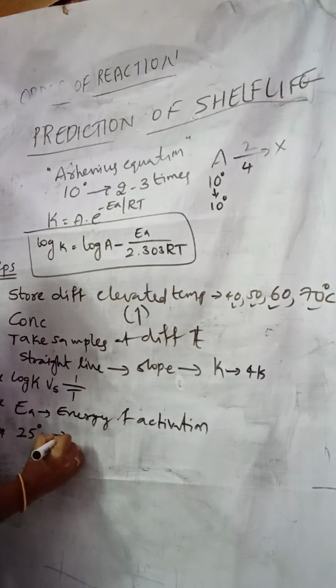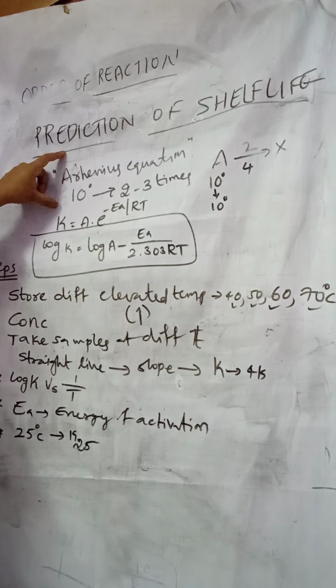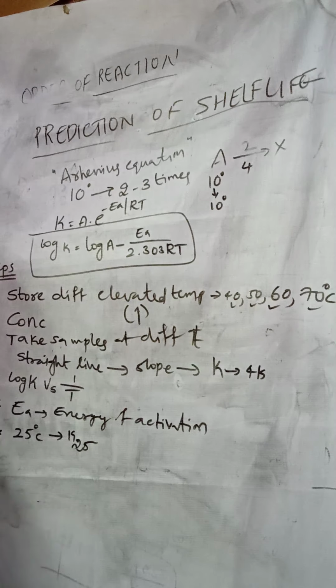Why K25? Because we are getting the K value from the graph at 25 degrees centigrade, so it is a K25 graph. Okay, substitute this K25 value into the shelf life equation, then you will get the shelf life of that particular substance. So graphically I am showing here.